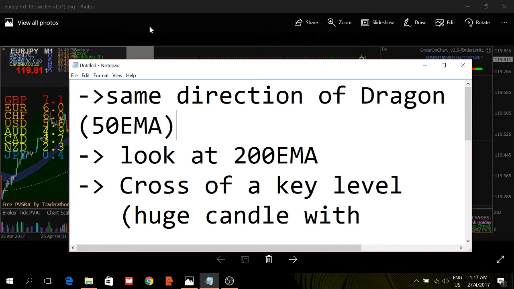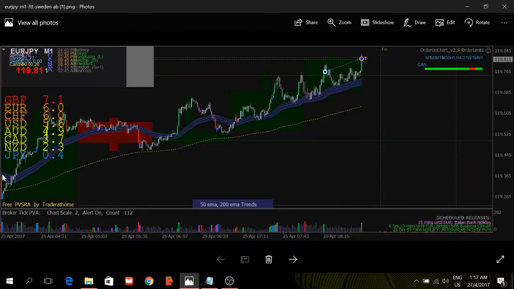For those of you who don't know Dragon, can you look at this dark blue line here that goes up and comes a little bit down, then goes up and up and up? So this dark blue line is the Dragon, the 50 EMA, exponential moving average. So we're looking at trading in the same direction of Dragon. In this case, Dragon is moving up, and I look at the inclination, which is very good.